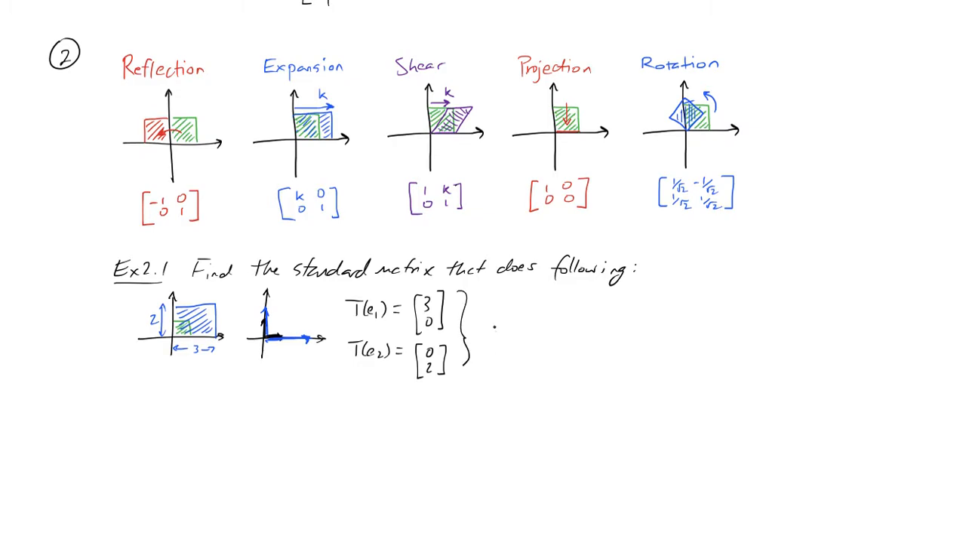And from this, we can figure out what the standard matrix is. Because remember, the standard matrix by that theorem from the last section is just [T(e1) T(e2)], which gives me [3, 0; 0, 2]. And let's check this by looking at what happens to some other random vector. Let's consider what happens to the vector (1, 1), this diagonal here.